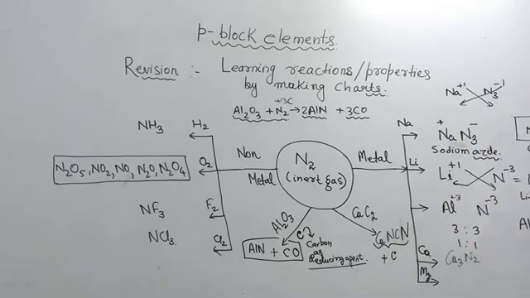Ca3N2. Now what is the difference between calcium and magnesium? They are of the same group, so their valency will also be the same. So it will be Mg3N2.